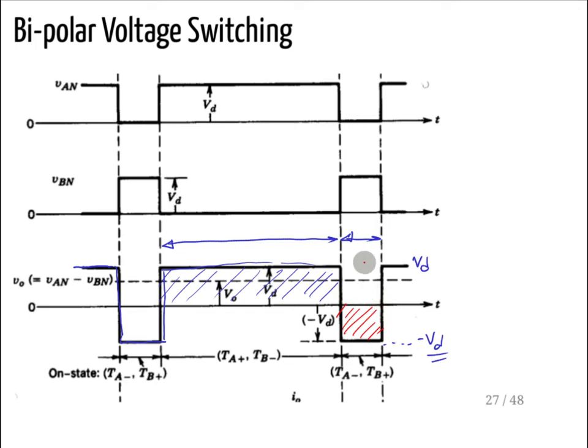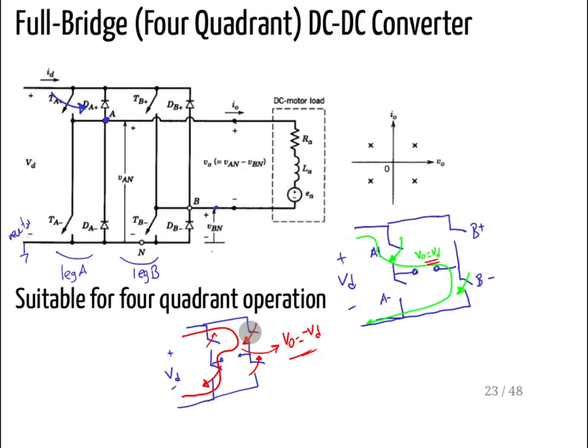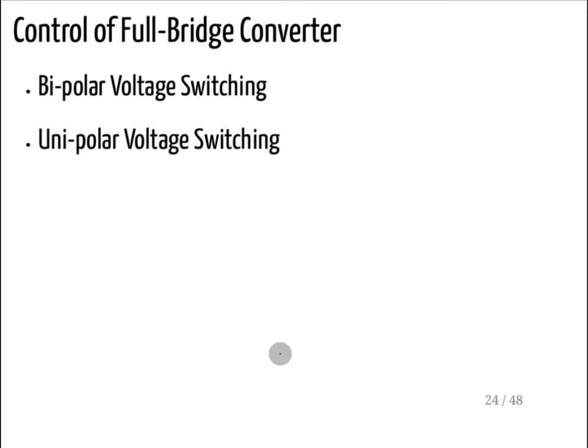So for example, let's say VD is 12 volts, and let's say it is for 0.8 of the time that TA plus and TB minus are on. So for 80% of the time, you are applying some VD voltage to the output, and for 20% of the time, you are applying a negative voltage to your output.